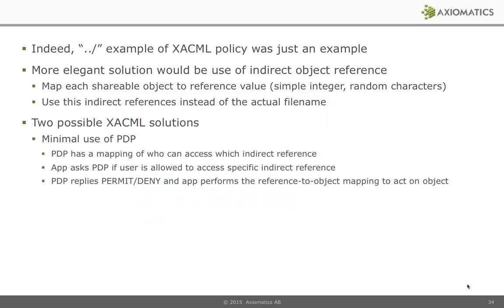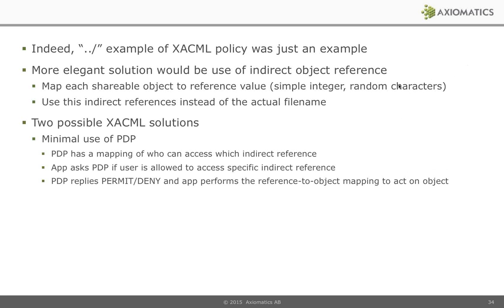And of course, the idea behind the indirect object reference is you create a reference value, an integer, a random character set, or a UUID that represents the actual object. So instead of letting the user choose the actual name, you just let them choose a value. Of course, you show the user the actual name, but what gets submitted is a value instead.